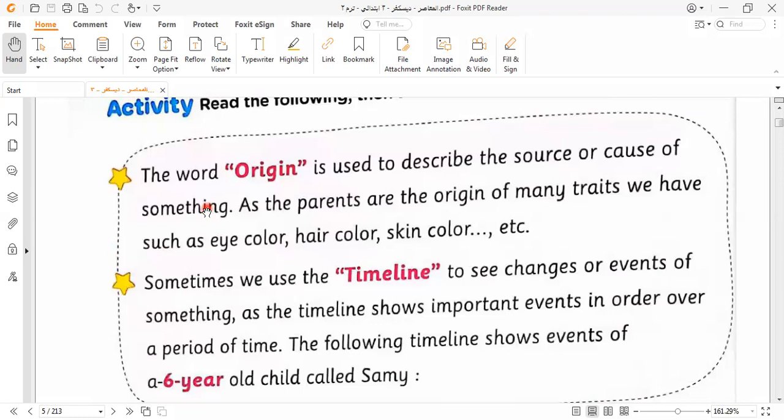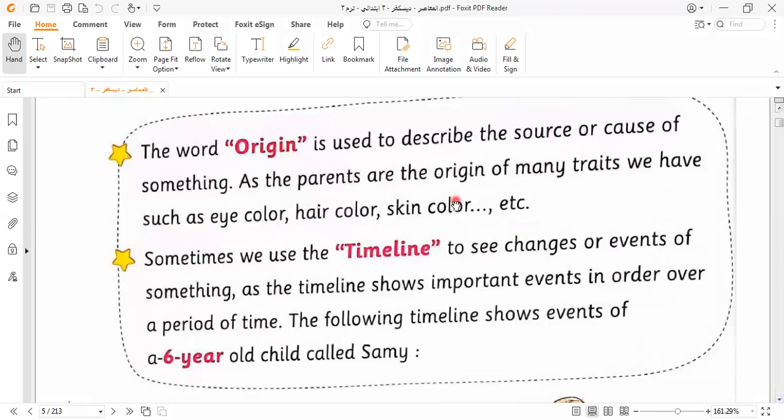This is called the origin. What is the origin here? The origin is parents. Let's get to know more about origin. The word origin is used to describe the source or cause of something. As the parents are the origin of many traits we have, such as eye color, hair color, skin color. Like we watched in the video, the green color is a trait that is passed from parents to children.